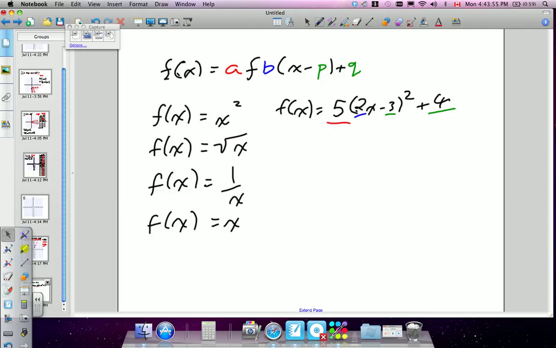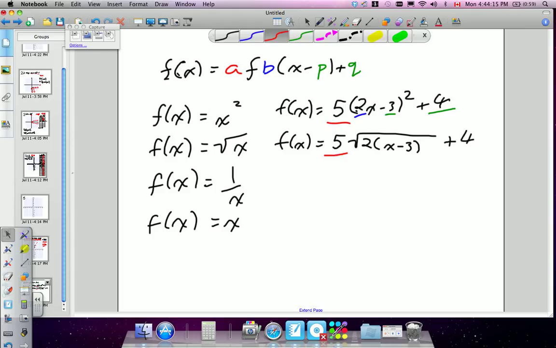Okay, this function here, let's say we have f of x is equal to, we use the same numbers, okay? 5 root, and then we have 2x minus 3, and then this is plus 4 on the outside, okay? Same idea. Here's our a, our b, our p, and our q. Okay, horizontal stretch, horizontal translation, vertical translation. Okay, reciprocal function.